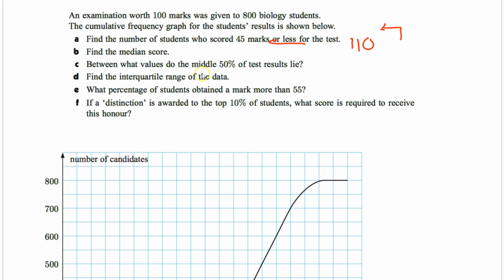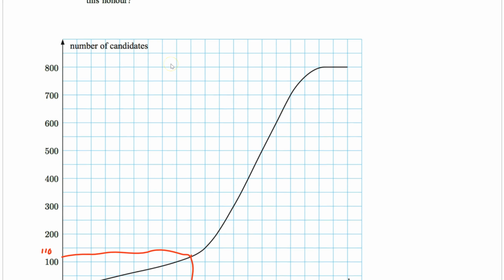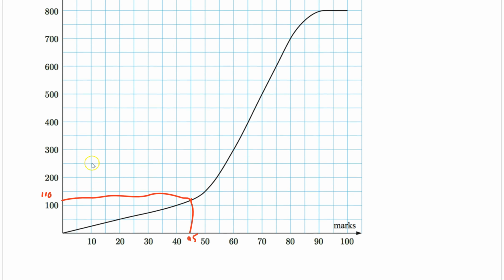Right? So that's how many people scored less than 45 marks. Find the median score. That's a lot, right? So remember, median, just go 800 students. The median will be about 400. So for the median score, I'm going to go right here to 400. That's my median. My max is 800. My lowest is 0. So then I'm going to go across and down.